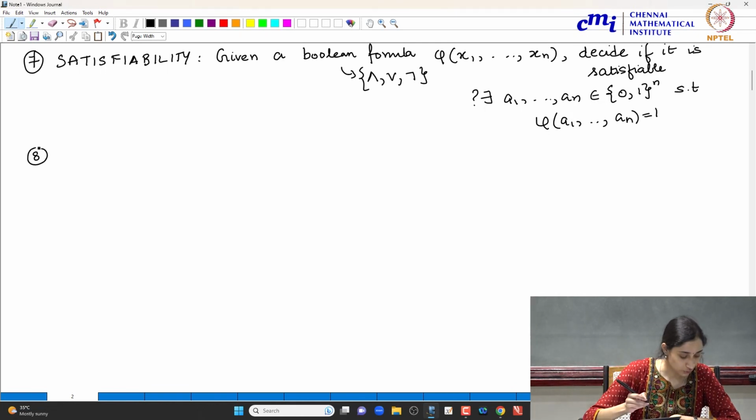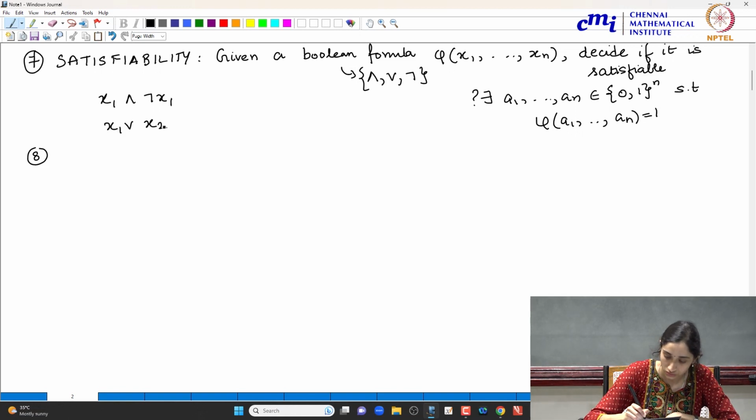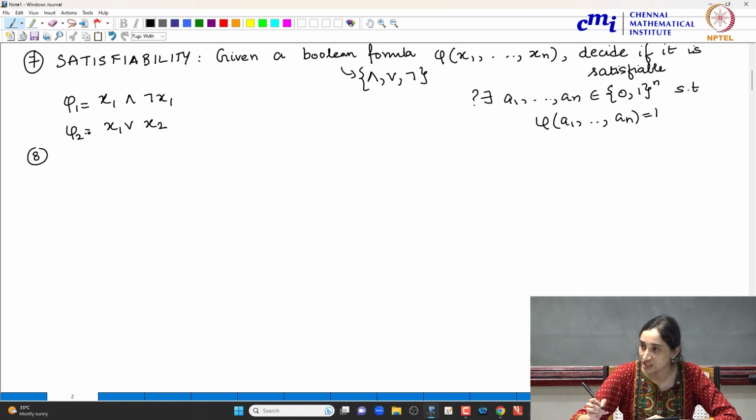So a couple more questions. You may want to check that x1 and not x1, is it satisfiable? Which of these is satisfiable and which is unsatisfiable? One is not satisfiable. Right, the second one is, put 1, 1, 1, 0 and so.